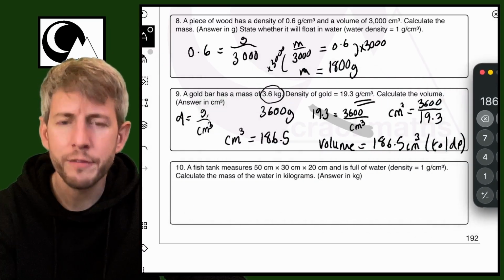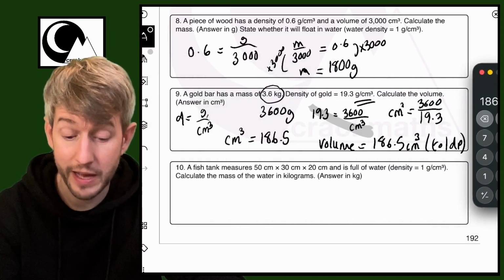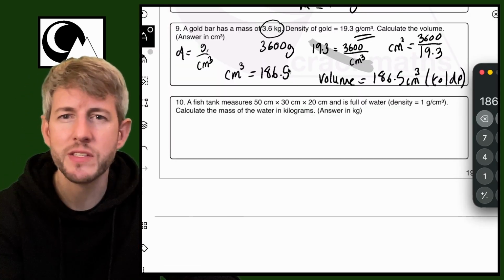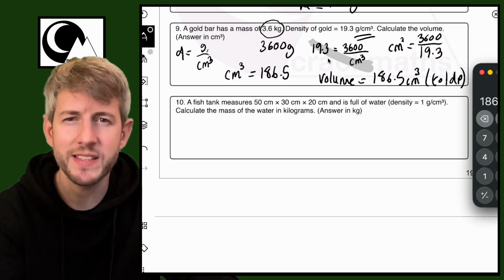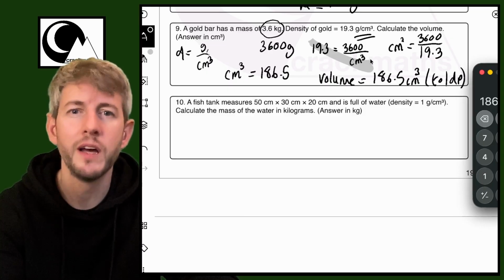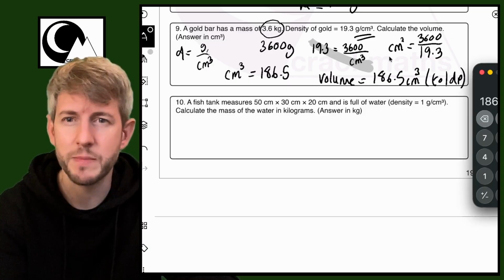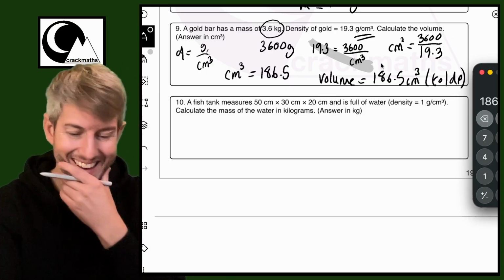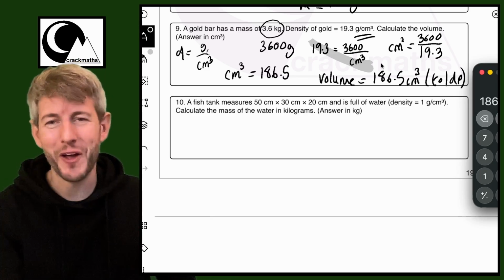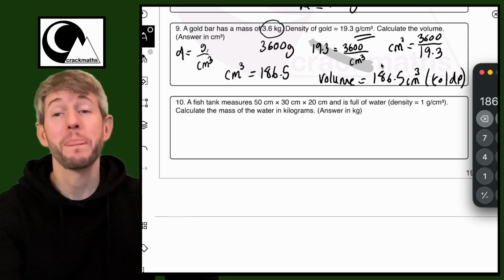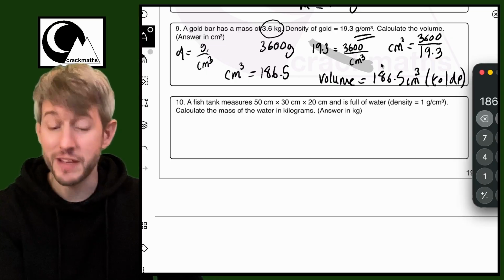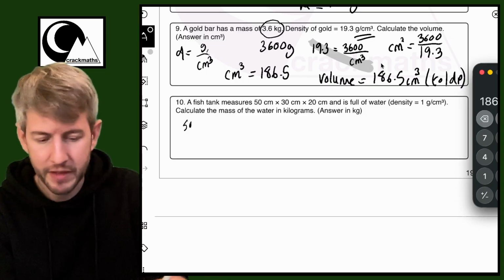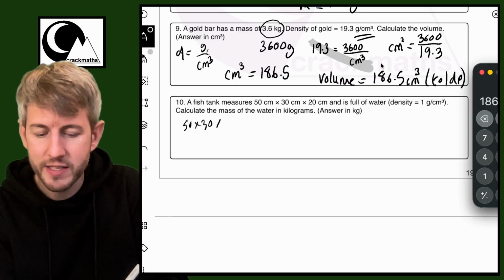And therefore the last question that we have is question 10. Question 10 says a fish tank measures 50 by 30 by 20 centimetres and it's full of water. Density is 1 gram per centimetre cubed. Calculate the mass of the water in kilograms. So first of all, we've got to work out the volume. The volume of a cuboid is length times width times height. So we've got to do 50 times 30 times 20.